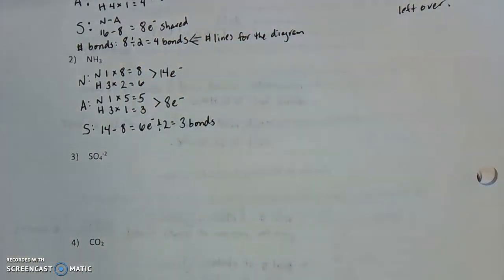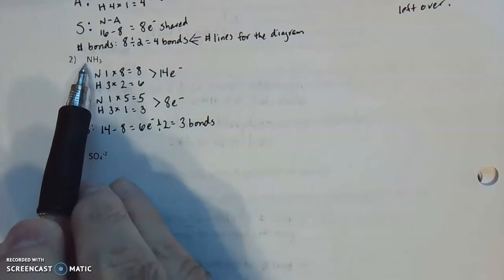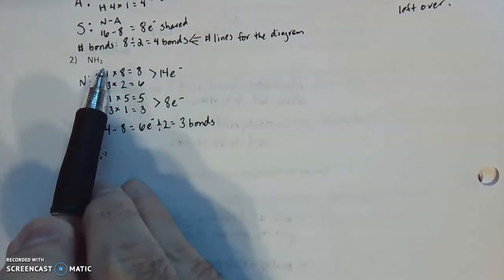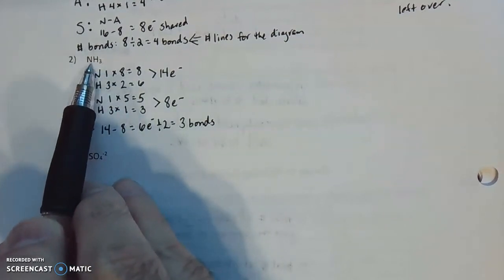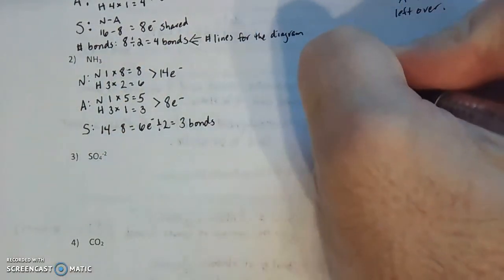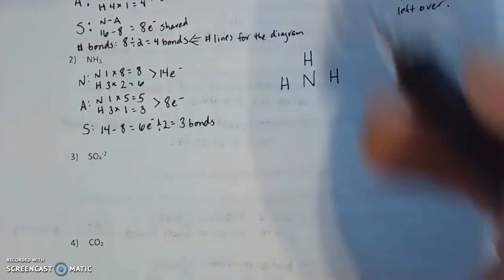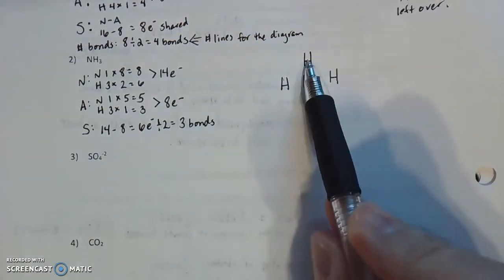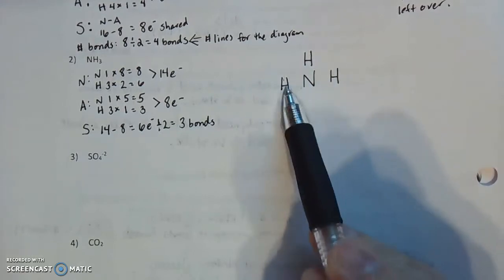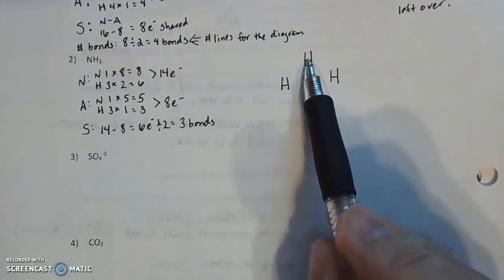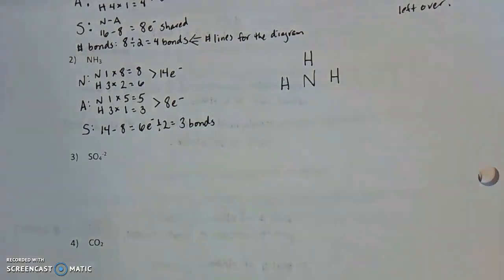So now we get to draw our diagram. Now we have all the information that we need. So we have 1 N and 3 H's. The one that goes in the middle is never hydrogen, so nitrogen has to go in the middle. And then we put our 3 H's around it. So you could put them here, here, and here. It doesn't matter as long as they are separated out and they're surrounding N.